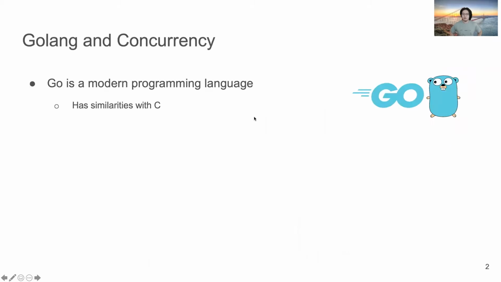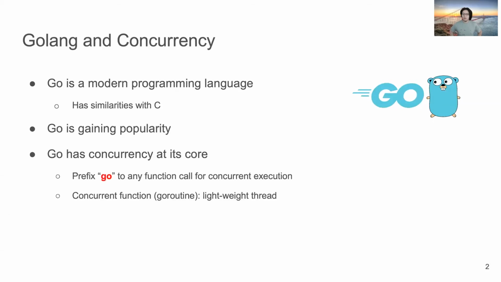Go is a modern programming language which has similarities with C, and it's becoming more and more popular recently. One key feature of Go is that it supports concurrency at its core. If we prefix a function call with the go keyword, those calls can be executed concurrently. The concurrent function is implemented using a goroutine, which is kind of like a lightweight thread model.